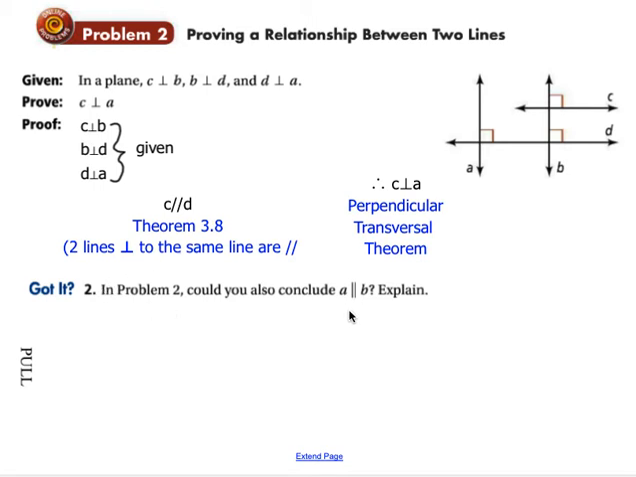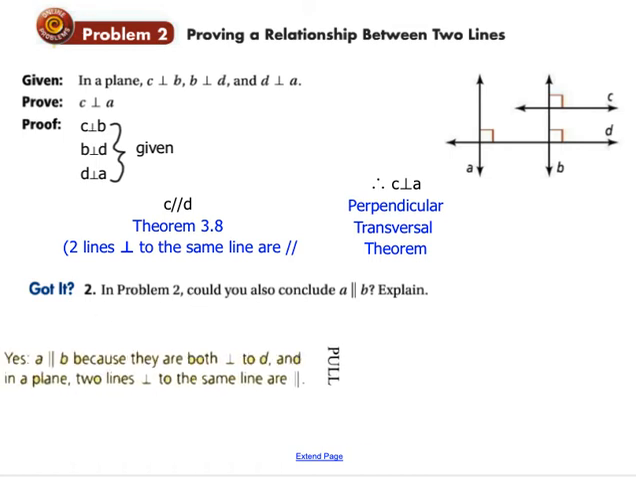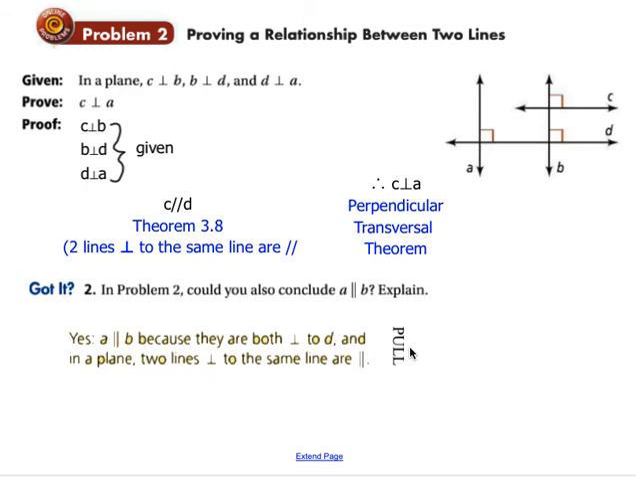In problem 2, could you also conclude that A is parallel to B? Well, that's going to be the same kind of reasoning. Yes, we can, because they are both perpendicular to D, and in a plane, if two lines are perpendicular to the same line, then they are parallel.